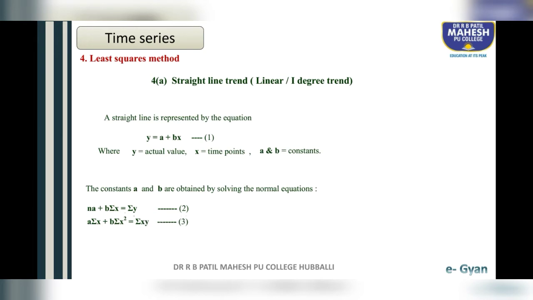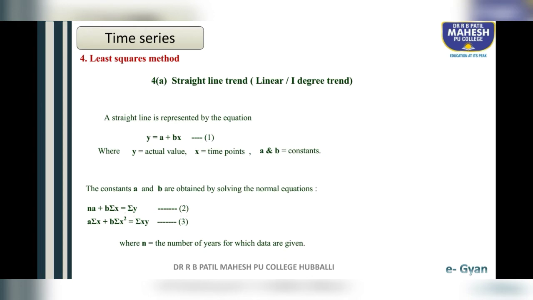You take another normal equation. See here, for this equation, multiply by x. So it becomes a summation x plus b summation x square is equal to summation xy. So this is equation number 3. Here n is the number of years for which the data are given.